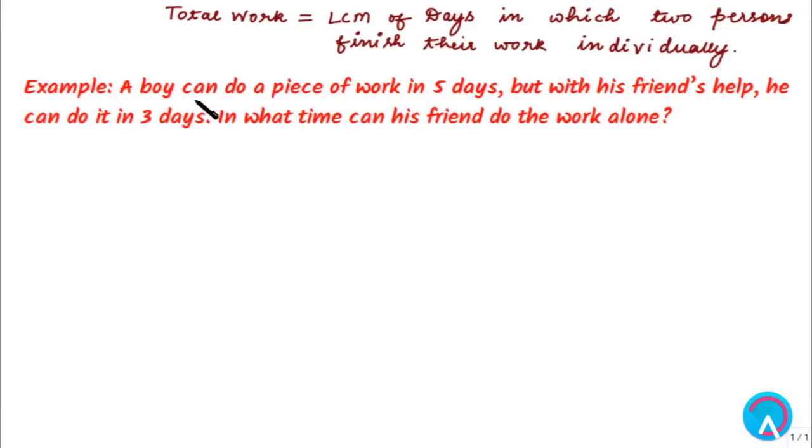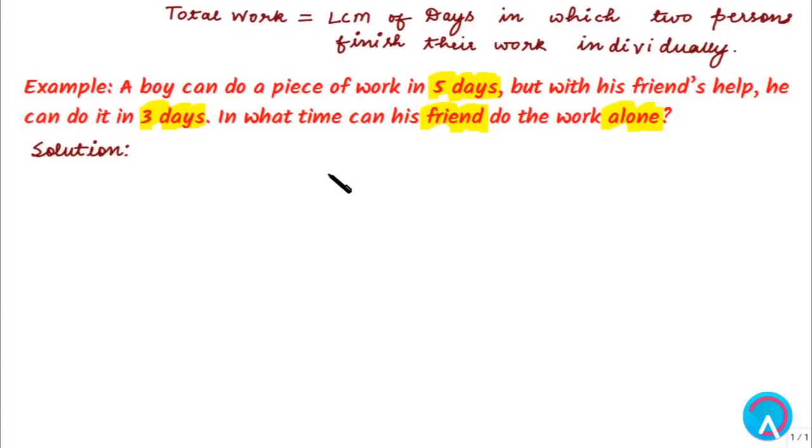Here we have a question. A boy can do a piece of work in 5 days, but with his friend's help, he can do it in 3 days. In what time can his friend do the work alone? So here we have to find in what time can his friend do the work alone. So let's analyze what is given in the question.